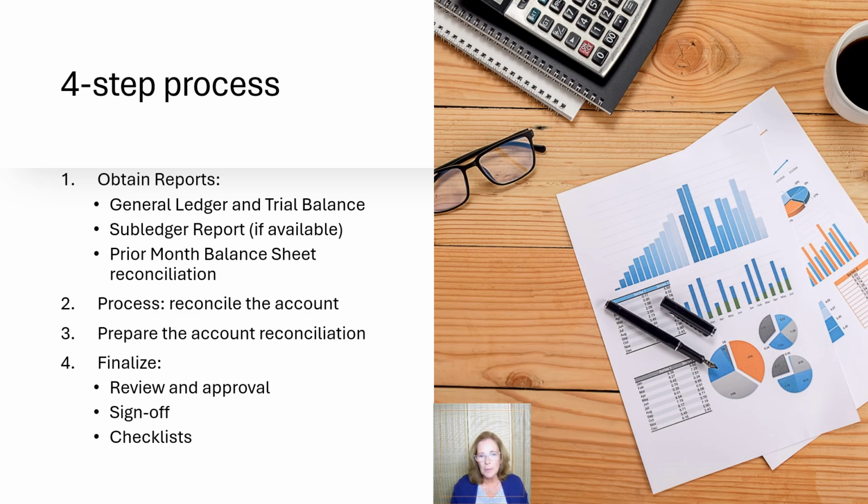The first step is to obtain reports from your accounting system. The second step is the process of reconciling the GL account to the subledger. The third step is the process of preparing the account reconciliation, which includes the cover page, the GL detail, and the subledger. Finally, in step 4, you're reviewing the reconciliation one more time and signing off on it. Subsequently, the reviewers will also review and sign off on the reconciliation. That level of sign-off can depend on how material the account is to the overall financial statements.